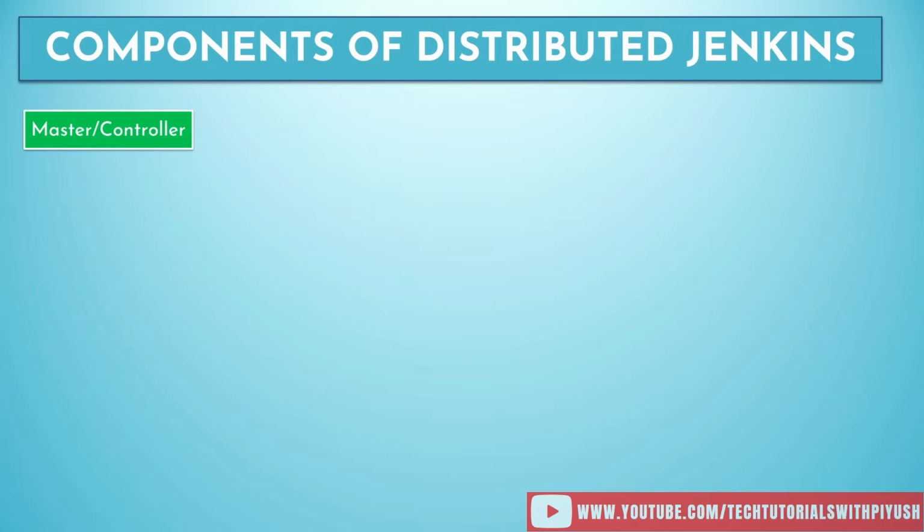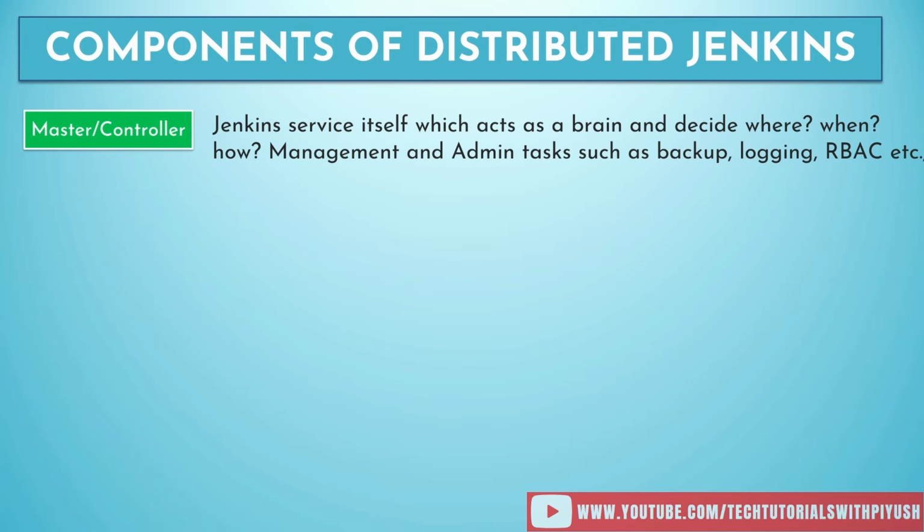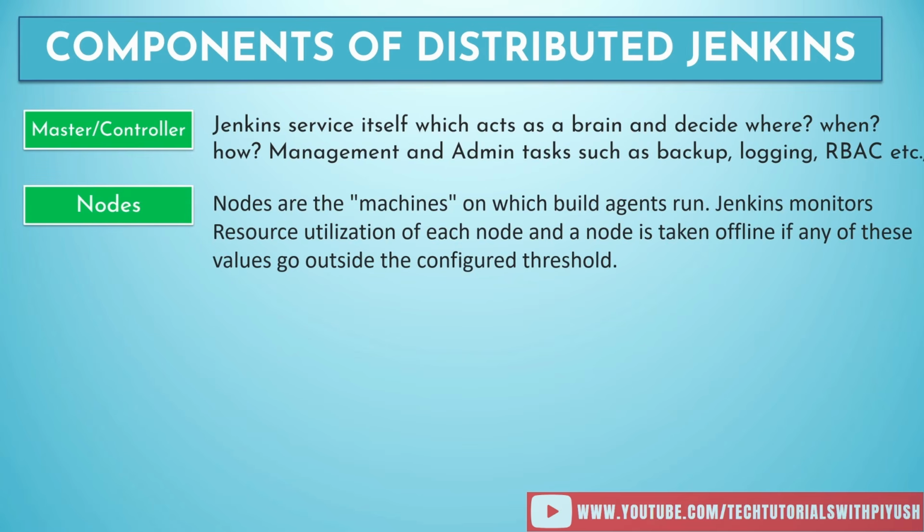First one is master. Jenkins master, or we can call it controller as well. This is the Jenkins service which acts as a brain and decides where, when, and how things need to be done. It basically performs the management and admin tasks such as backup, login, role-based access control, etc. Then we have Node. They are the actual machines on which build agents run. Jenkins monitors resource utilization of each node, and a node is taken offline if any of these values go outside the configured threshold.